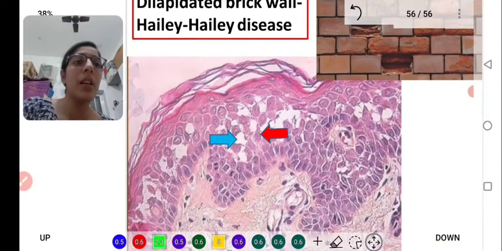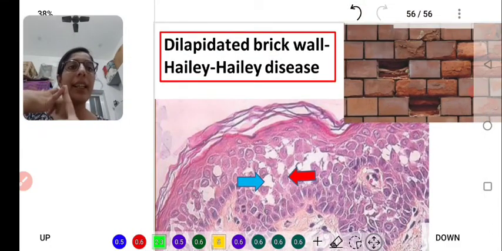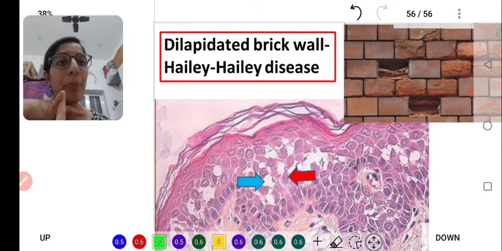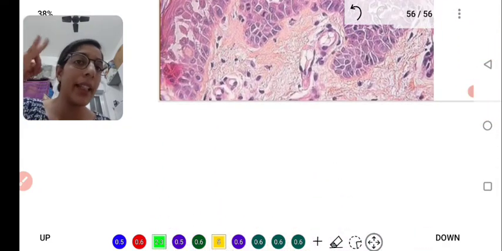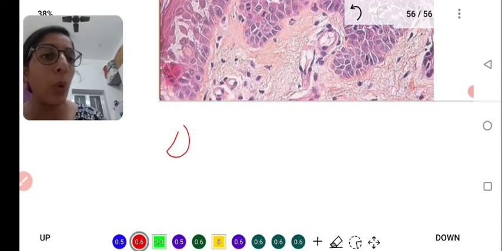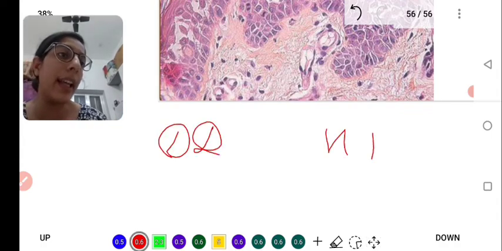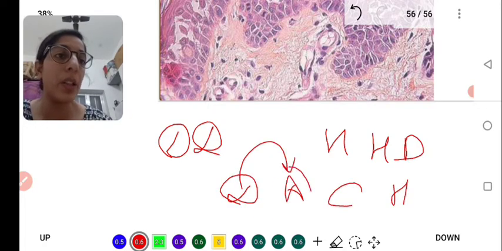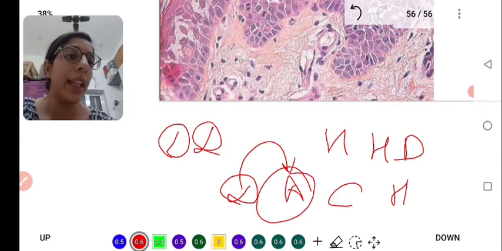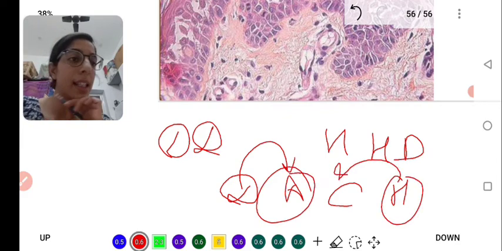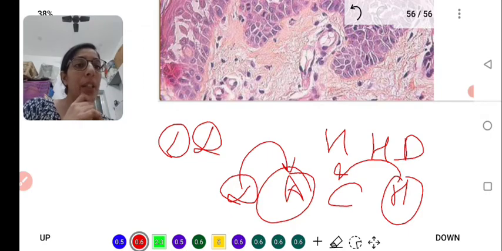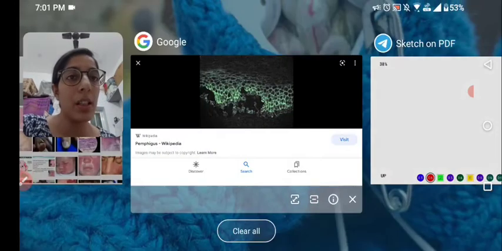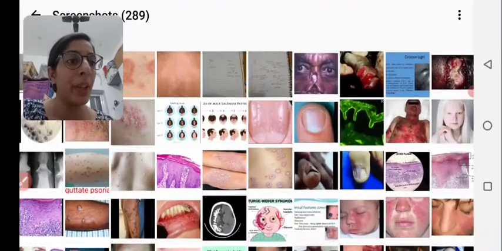Okay, this is a brick-like appearance. Take a dilapidated brick wall, Hailey-Hailey disease. Darier disease and Hailey-Hailey disease, we read two. We are going to remember it like this. ठीक है, इसके अंदर कौन सा जीन होता है? Gene A is involved in Darier and Hailey gene C is involved. Let's see some other important images. This is the last image. Let's do the other images quickly. Okay.